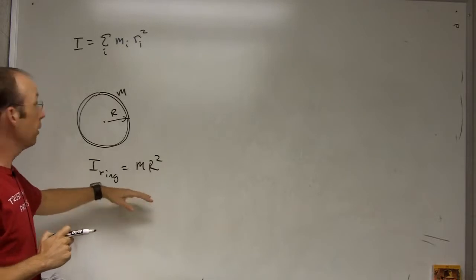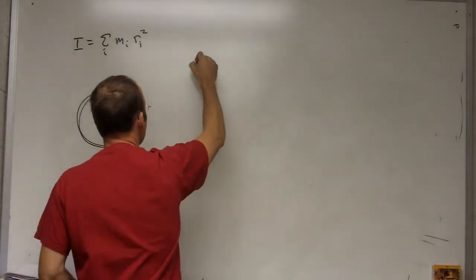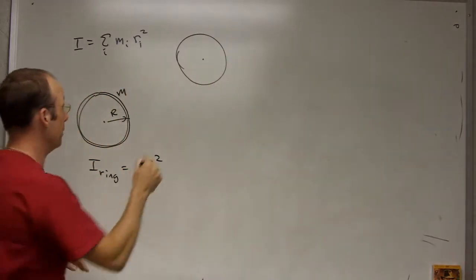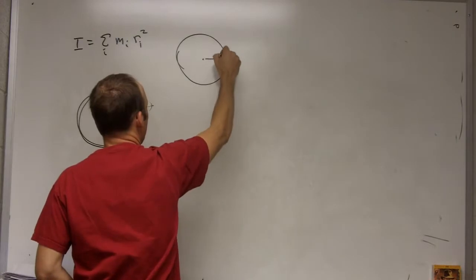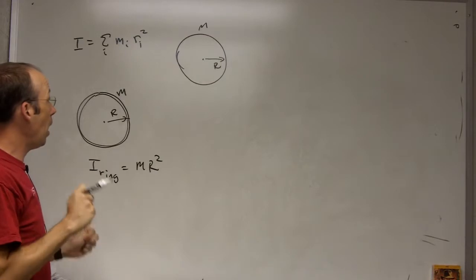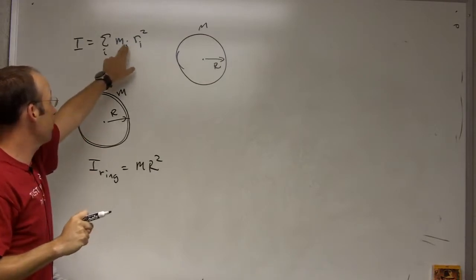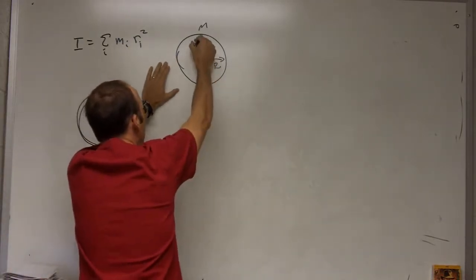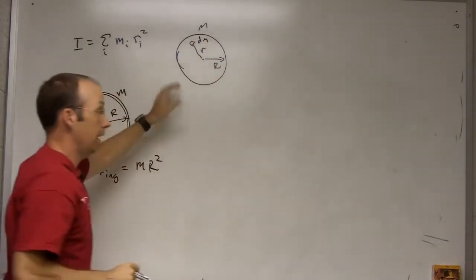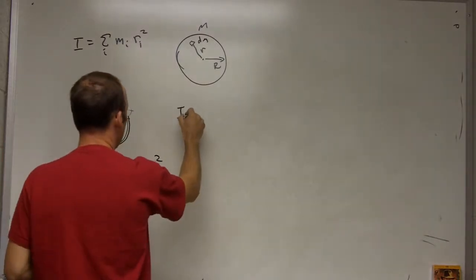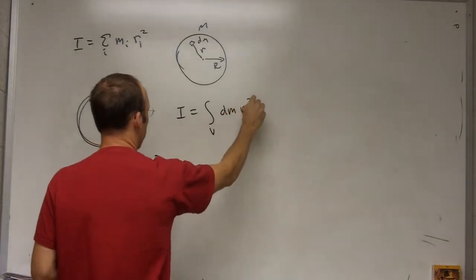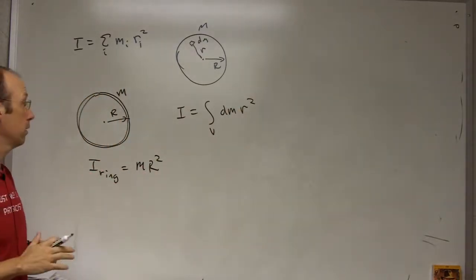So I'm going to use this to determine the moment of inertia for a disk. Here's a solid disk. It also has a mass m and a radius r. Now what I need to do is add up all these pieces, break this into an infinite number of little masses, find dm and find r, and integrate. So I would say I equals the integral over the whole volume of dm r squared. That's the way you would do it.